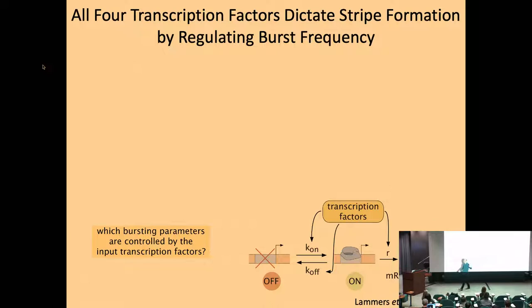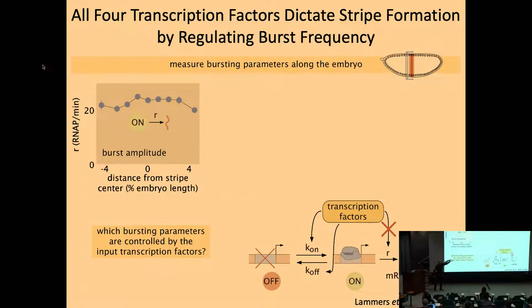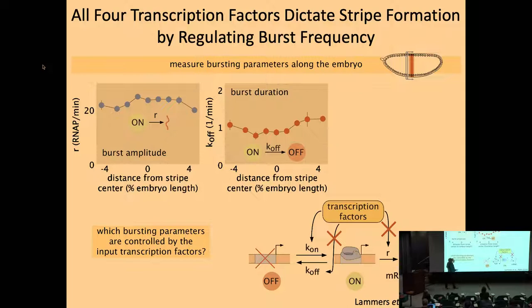So once again, we move along the embryo, and we measure, for example, the burst amplitude as a function of position along the stripe. And what we see is that there's no change. So none of the transcription factors talks to burst amplitude. We look at burst duration, also no significant change. They don't talk to the burst duration either. But they do talk to the burst frequency. There's a significant modulation, which is interesting.